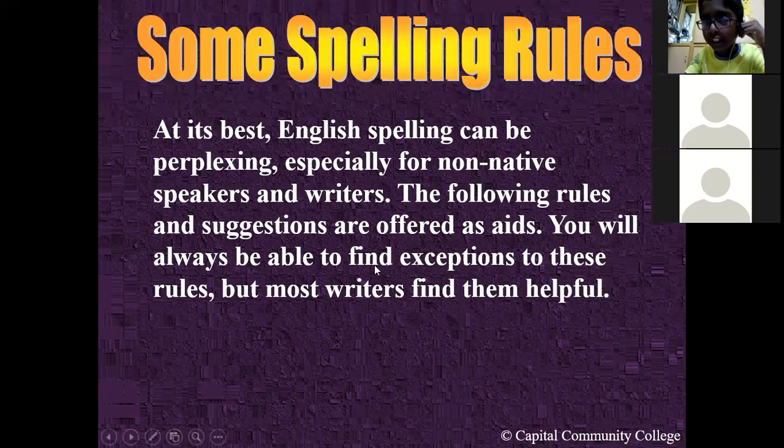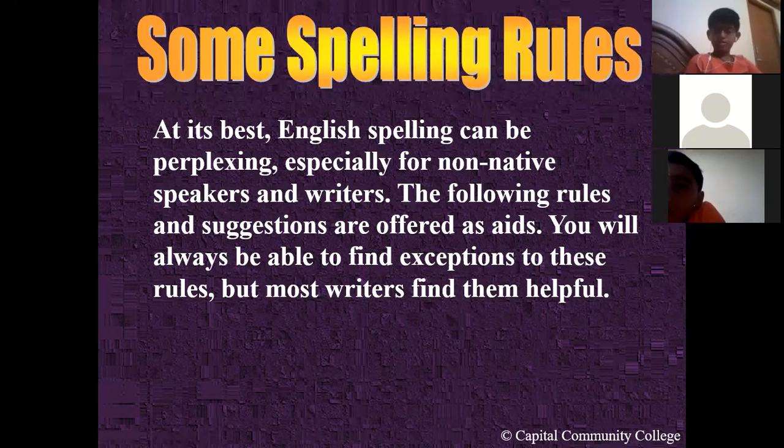Right. So now, at its best, English spelling can be perplexing, especially for non-native speakers and writers. The following rules and suggestions are offered as aids. You will always be able to find exceptions to these rules, but most writers find them helpful.